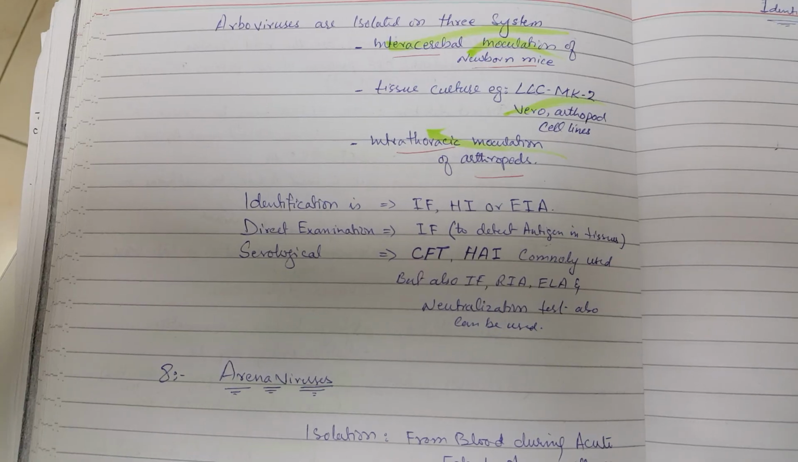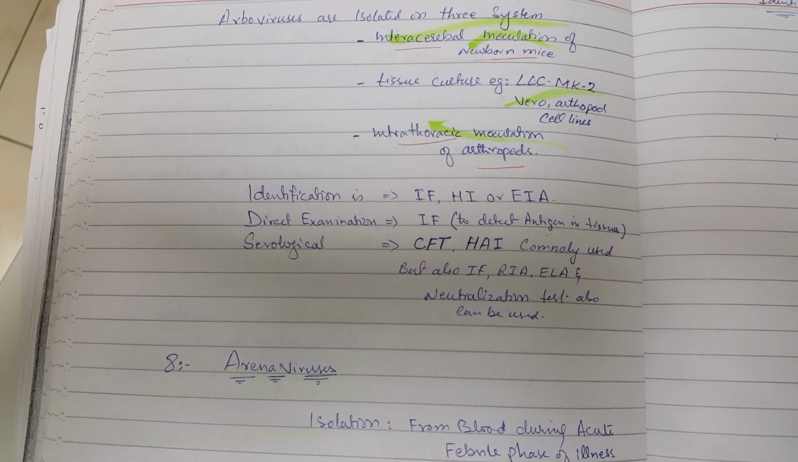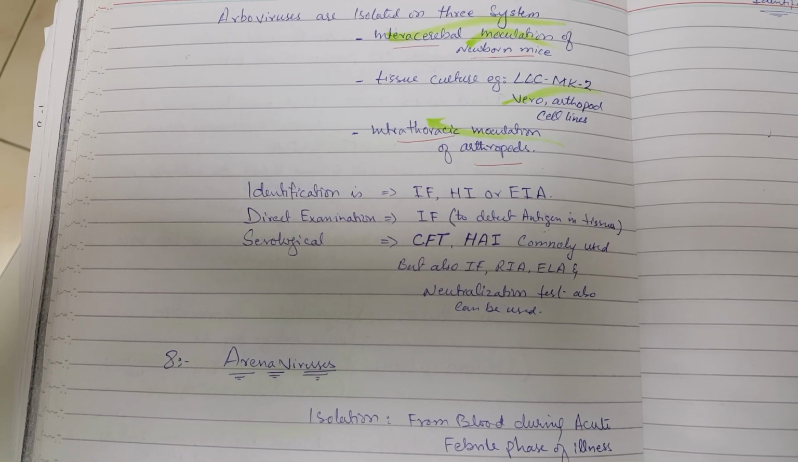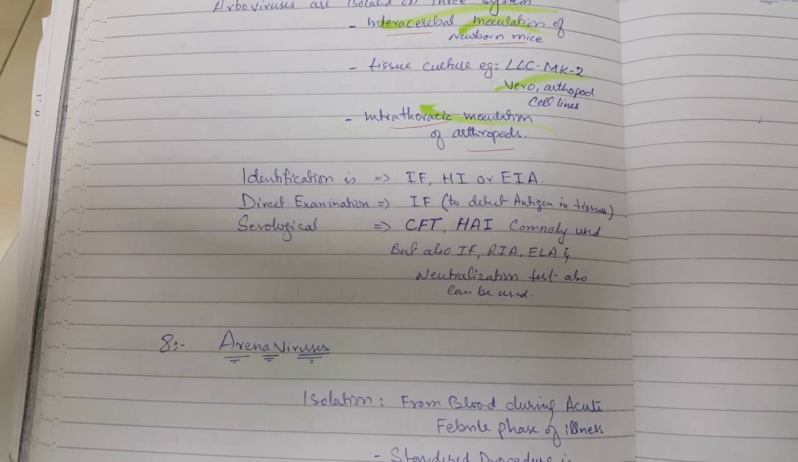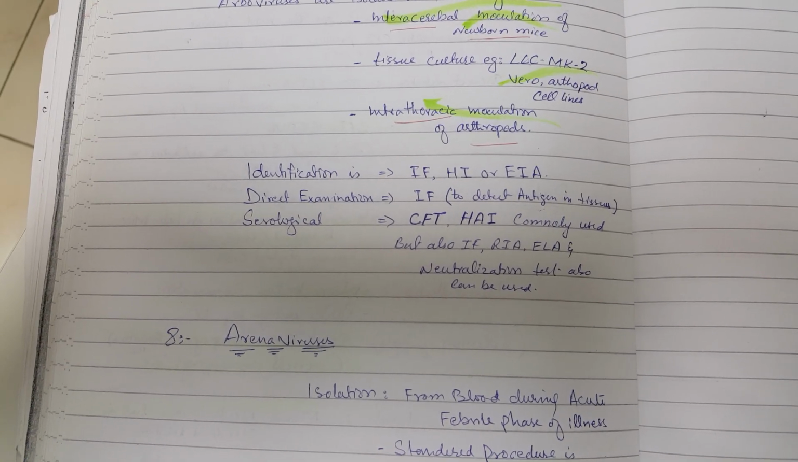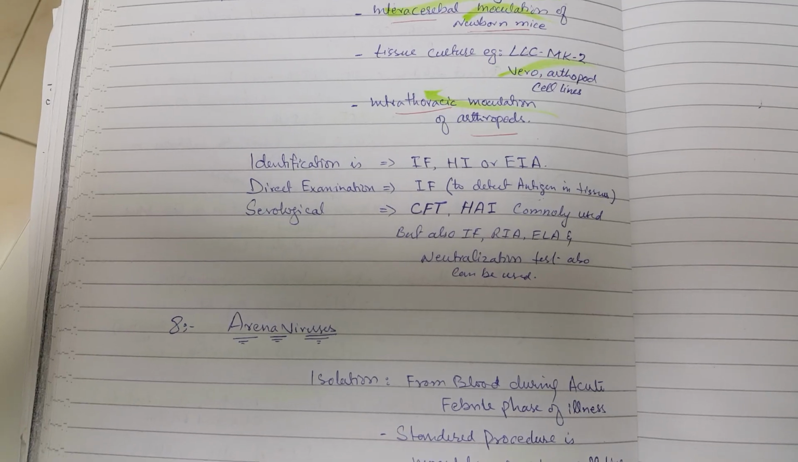Identification can be done by immunofluorescence and enzyme linked immunoassay, and direct examination. We use the immunofluorescence to detect the antigen in the tissue. Serologically, we can use hemadsorption inhibition commonly used, but also immunofluorescence, radioimmunoassay, and neutralization test can be used.